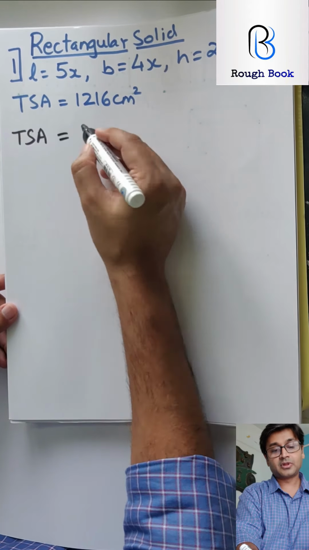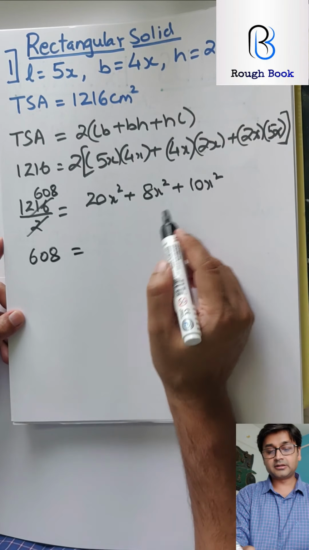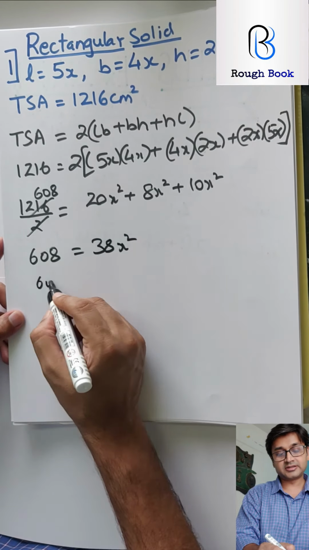Okay, so let's see. 1216, 2 times. Length is 5x into 4x. Breadth is 4x into 2x. Again 2x into 5x. Entire thing into a bigger bracket so that it gets multiplied with 2. Can I send this 2 down so that we don't have to write this every time and cancel it here only? 20x square, 8x square and 10x square. Cancels, so 608 equals 38 x square. So I get 608 by 38 equals x square.